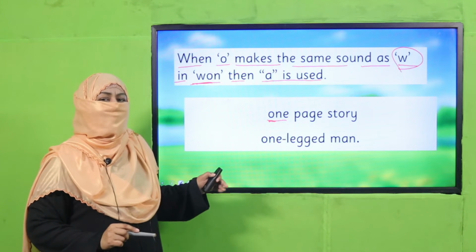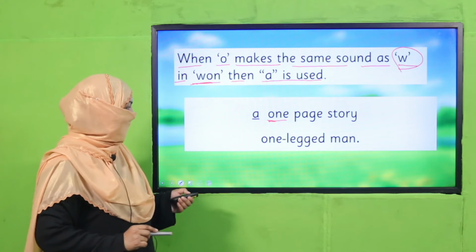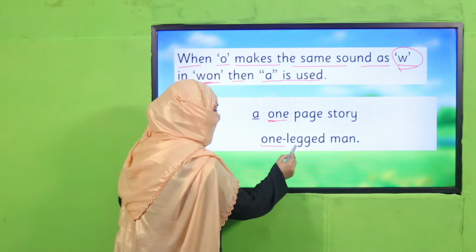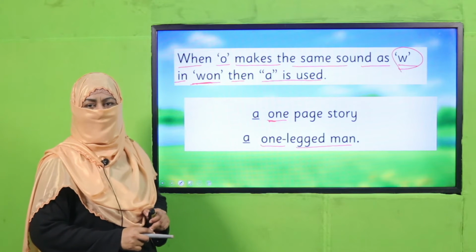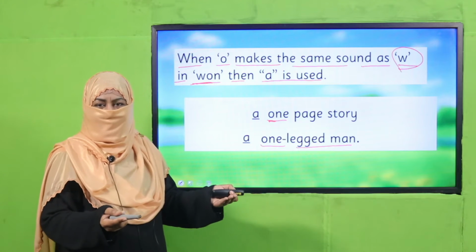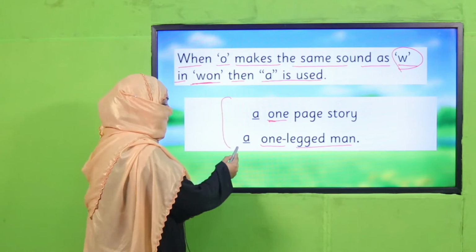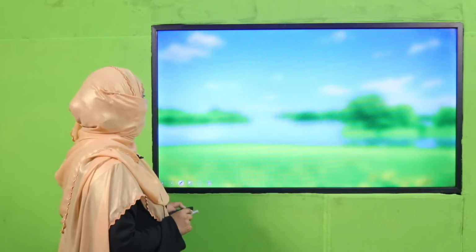That's why what we'll do, we'll say a one-page story. All right. Likewise, one-legged man. So we'll say a one-legged man. I saw a one-legged man, for example. Okay. This is how these are the exceptions of using article a, right?